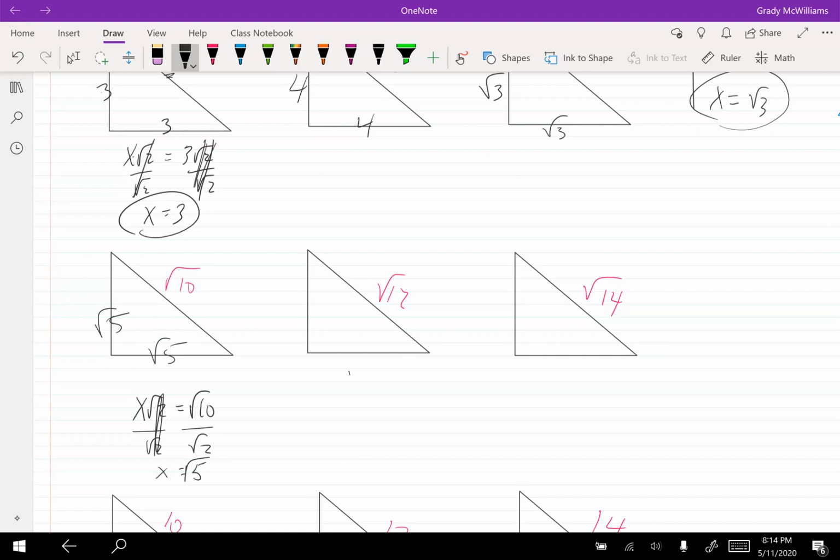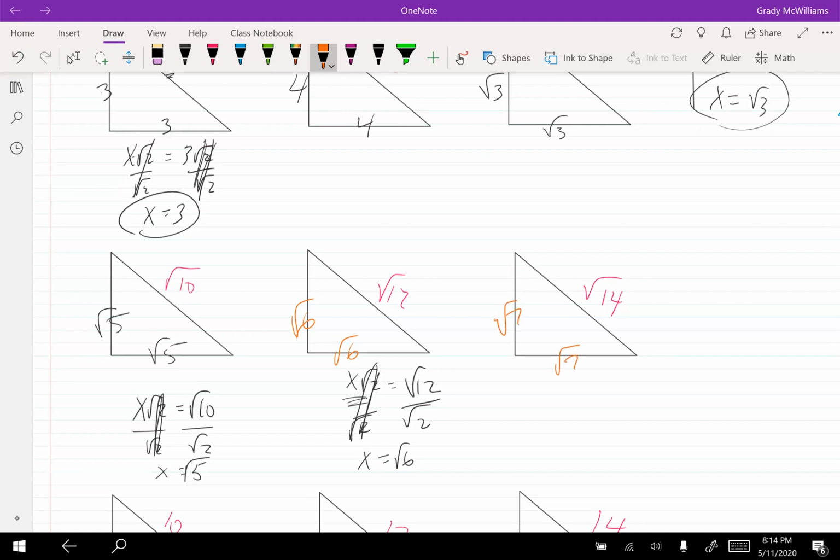Okay, same idea here. Something times square root of 2 makes square root of 12. This is how you get the hypotenuse. Well, in this case, we have to divide by the square root of 2 to get that to cancel out. Square root of 12 divided by square root of 2 gives you square root of 6. This answer is square root of 6. Once again, square root of 7.